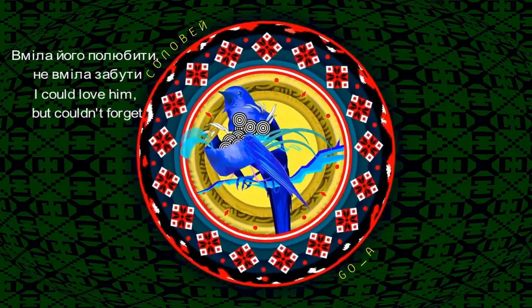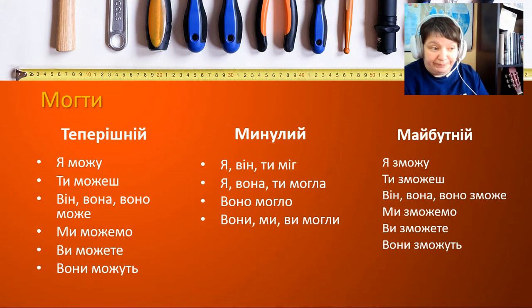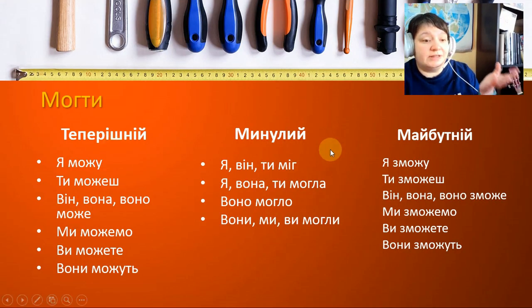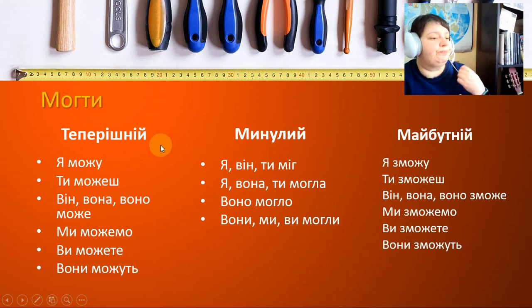Могти in present, past and future. Present. Я можу, I can. Ти можеш, you can. Він, вона може, he, she, it can. Ми можемо, we can. Ви можете, you can. Вони можуть, they can.